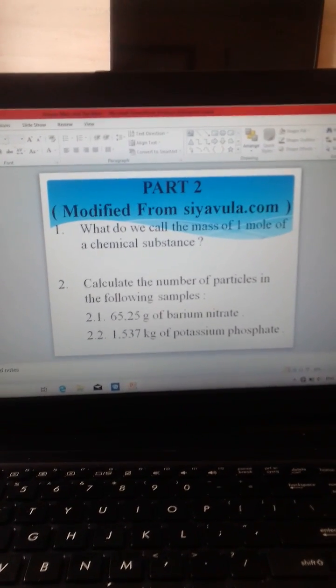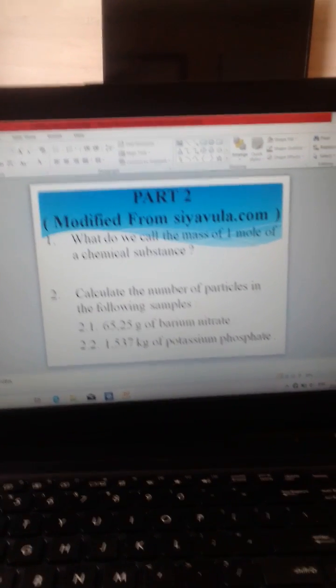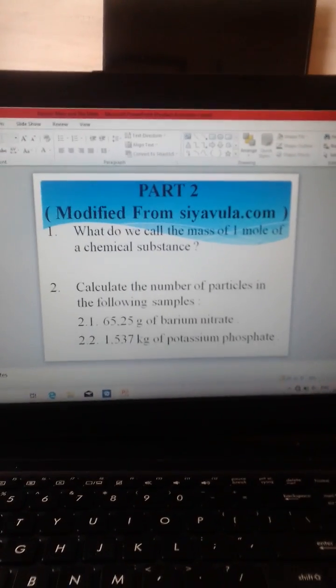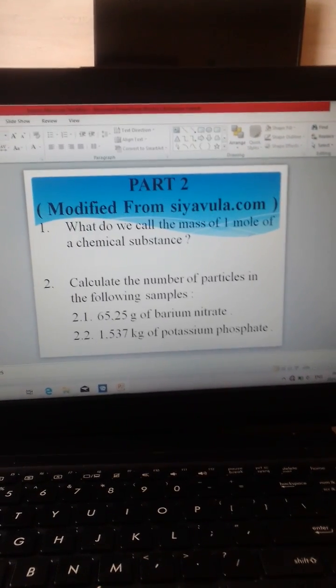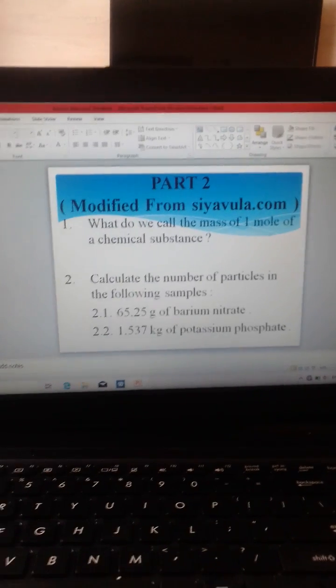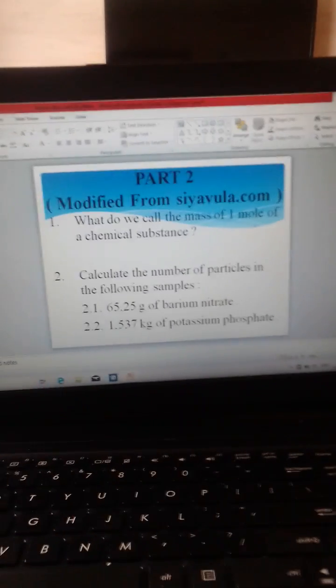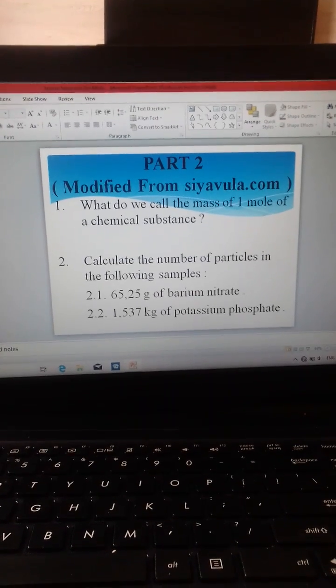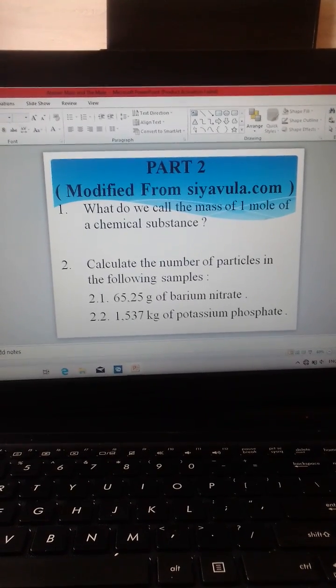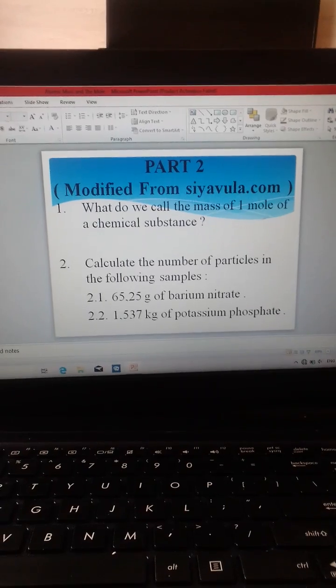Hello, grade 10s, and welcome to the second segment of atomic mass and the mole. Right now, we're going to be dealing with molecules. We're going to be dealing with compounds, so it's no longer just atoms. Okay, please take that down. I also modified it from siavola.com.